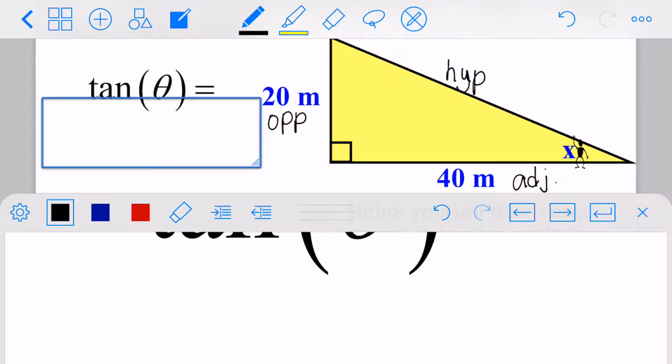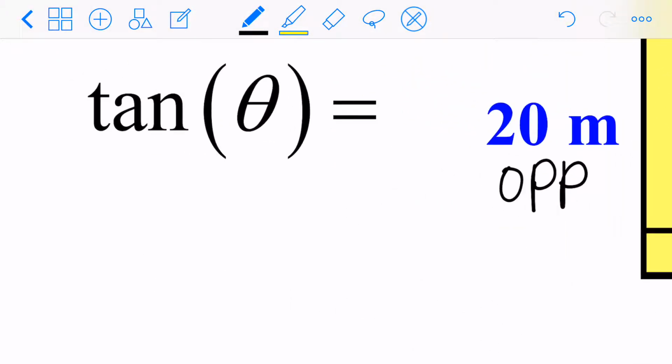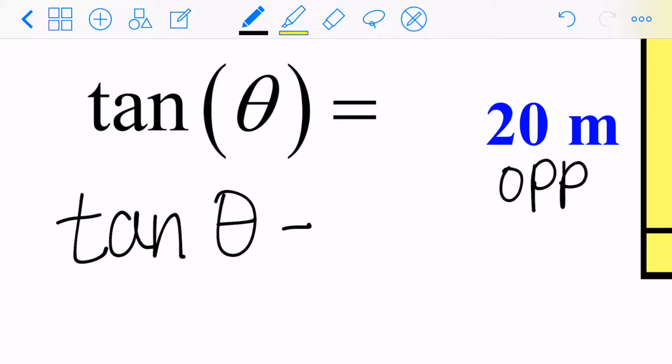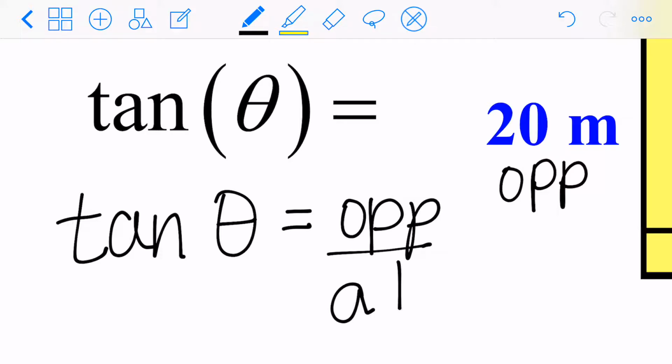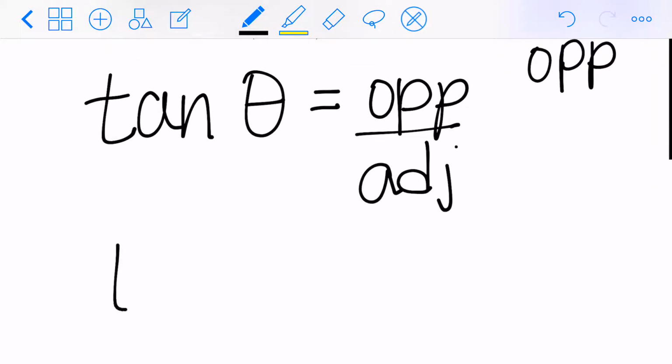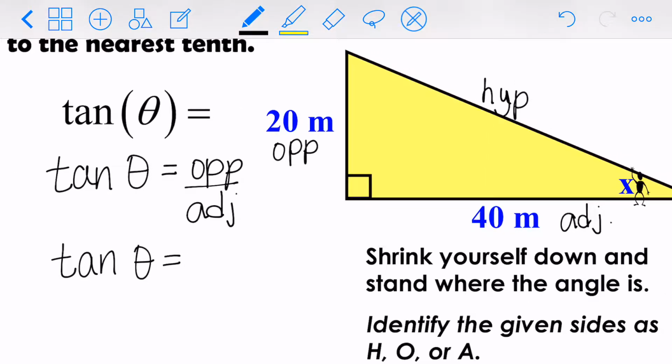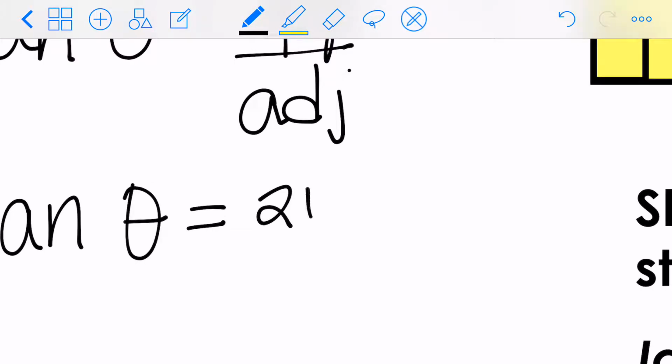We know that tan of theta is equal to the opposite over your adjacent. We've been given our opposite and adjacent. So we can say that tan of theta is equal to the opposite, 20, over your adjacent of 40. So that's 20 over 40.